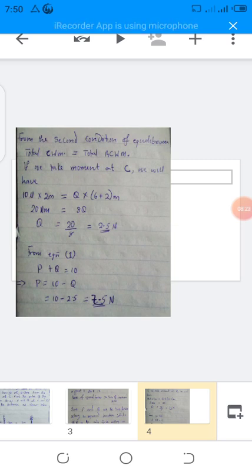So if our reaction Q is equal to 2.5 Newton, let us go back to our equation 1, where we say P plus Q is equal to 10 Newton, which means the upward reactions combined together must be equal to the downward reaction. Already we have our Q. Let us put Q back into this equation 1. So we now have P is equal to 10 Newton minus Q. If you put the value of Q there, which is 2.5, and subtract that from 10, the value of the reaction P will be 7.5 Newton.